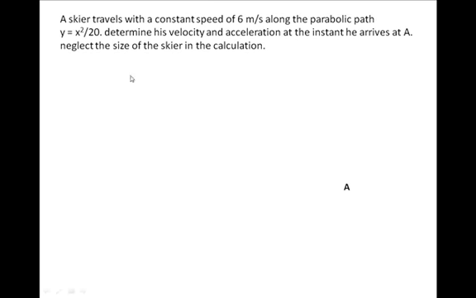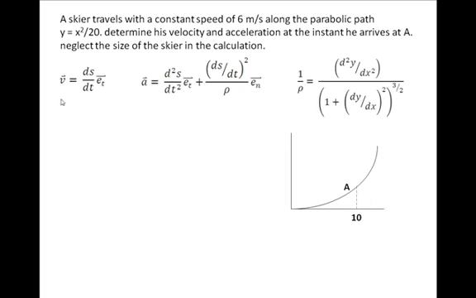Next problem. A skier travels with a constant speed of 6 meter per second along the parabolic path, whose equation is y is equal to x square by 20. Determine his velocity and acceleration at the instant he arrives at A. Neglect the size of the skier in the calculation. Now here, for the first time, the path is not circular and we need to work out the radius of curvature at point A. So this is point A where x is 10 and we are going to use these three equations. So let's first work on this equation in order to find out rho.